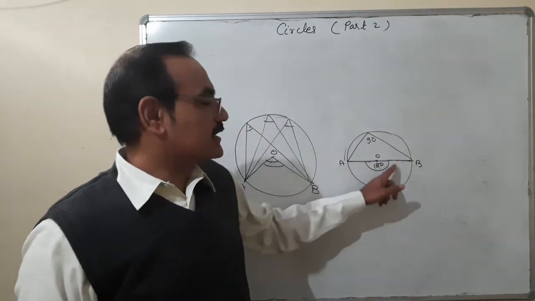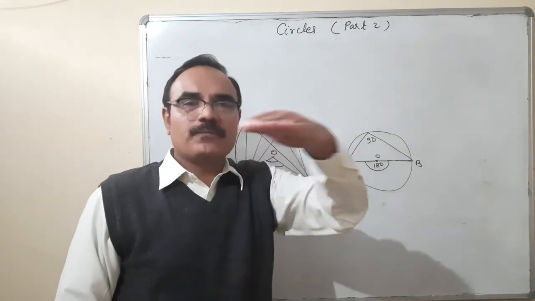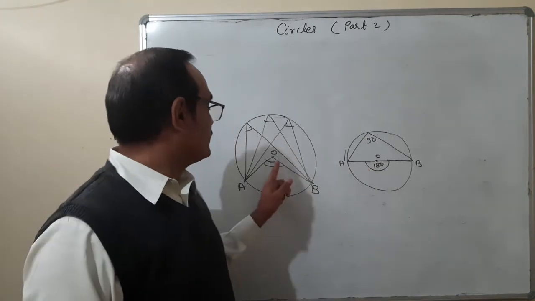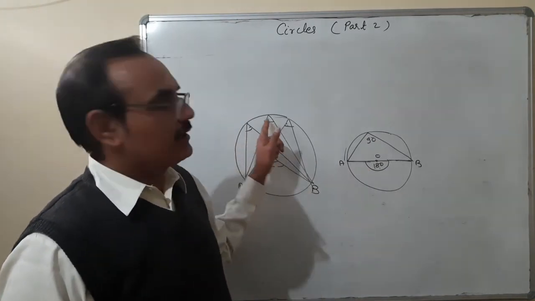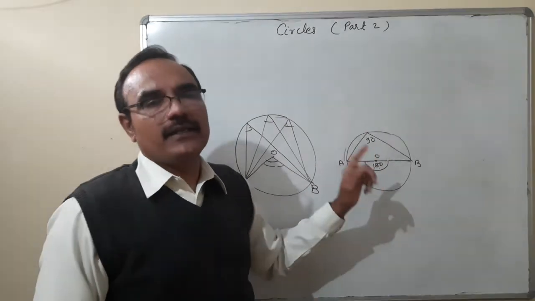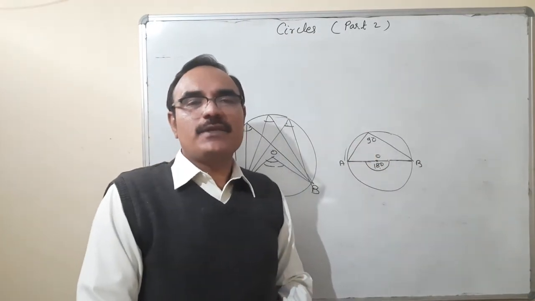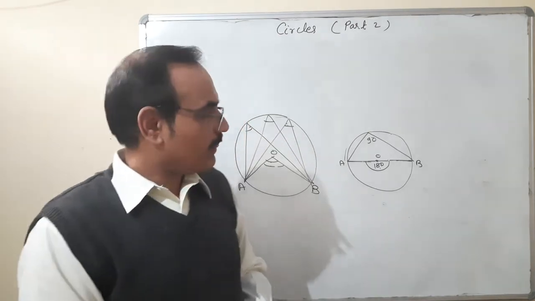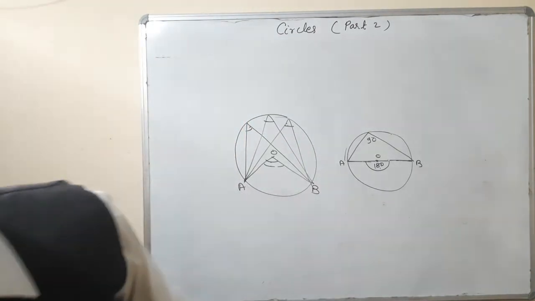Always, because this is a straight line, a semicircle. What does it mean? One angle is 180 degree. So if that is 180 degree, it is 90. If this angle is 180 degree, it is 90. That means the angle on a semicircle is a right angle. Okay.